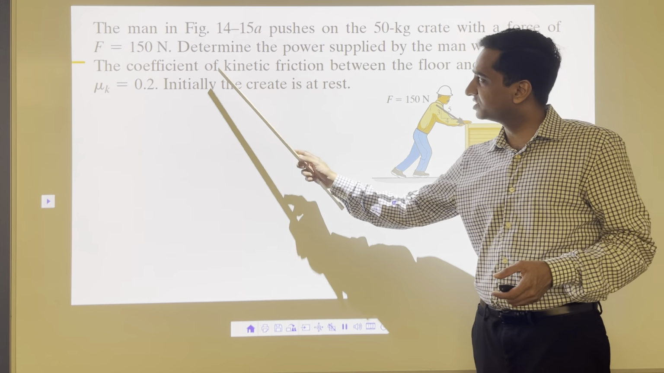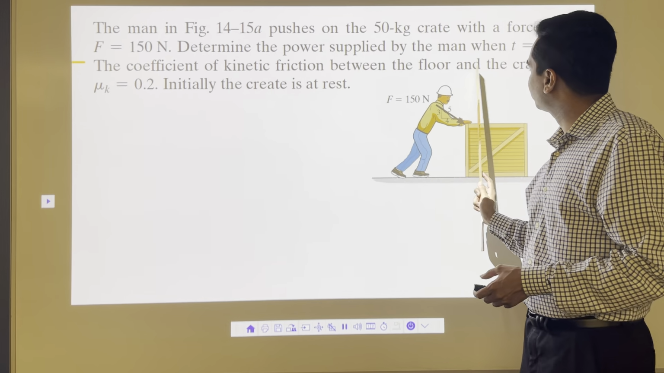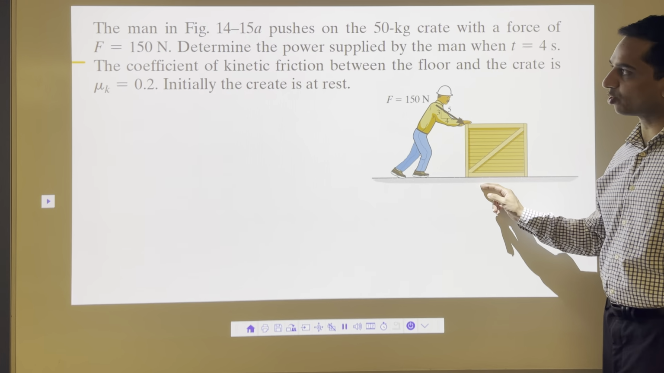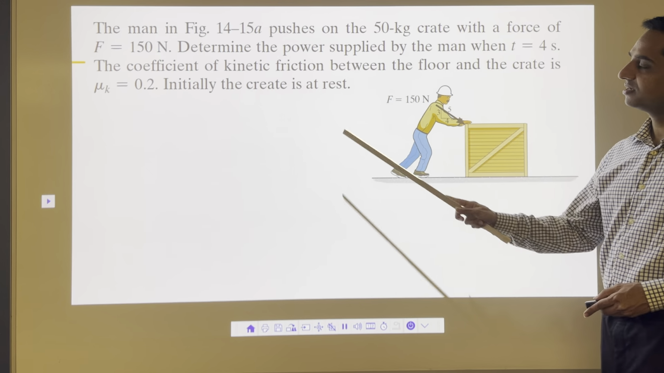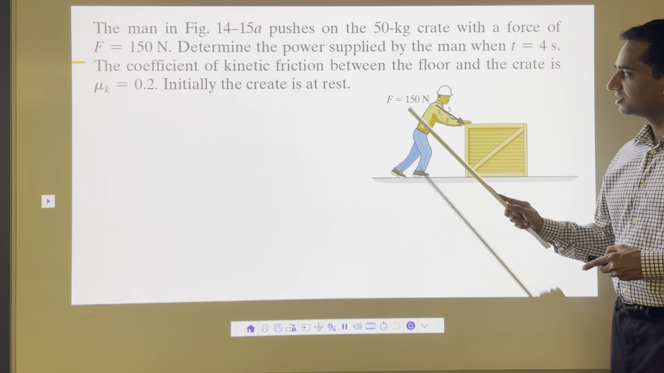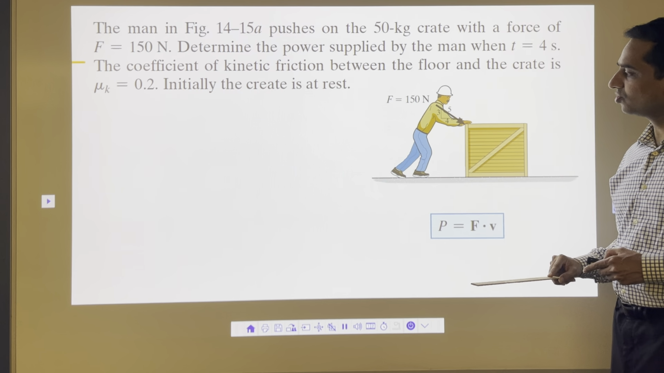The other information given is that kinetic friction between the floor and the crate is 0.2. So whatever the friction is happening here is 0.2, and initially the crate is at rest, so it's starting from 0 velocity. That's the information.